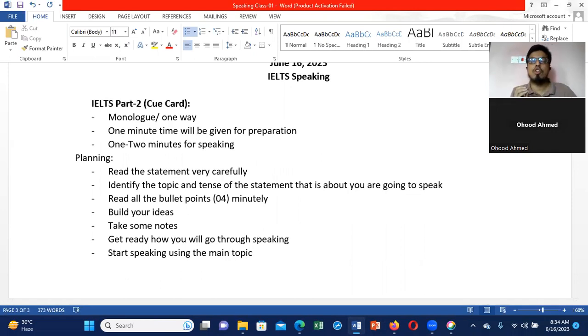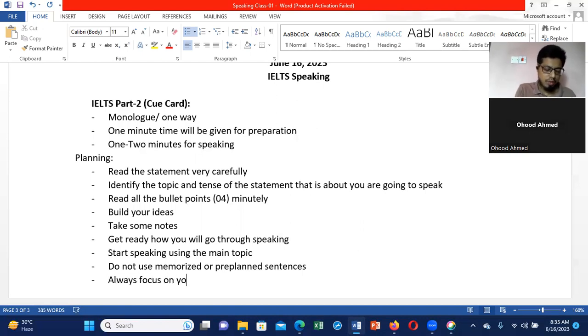Always remember, some people say that we may use some memorized, pre-planned sentences, or follow some template. Not really. For a higher band score, always start speaking using the main topic. Another thing, do not use memorized or pre-planned sentences. Last but not the least, always focus on your fluency instead of grammar and vocabulary.